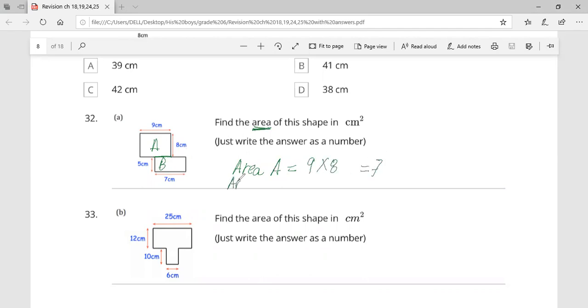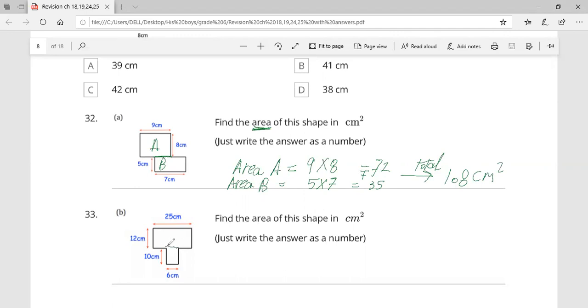Area B is 5 multiplied by 7. We get 72, sorry, 35. We have to add them to get the answer, 108, the total area of shape. Okay, here is how to do it, centimeter square, as we said. The same, here is what I mean.